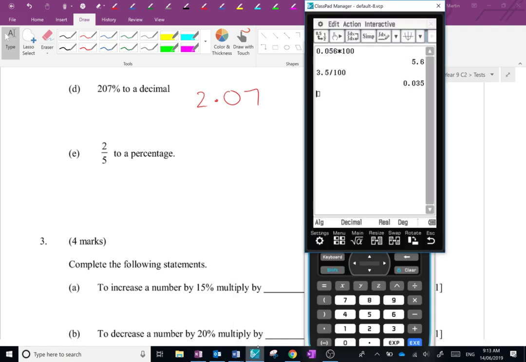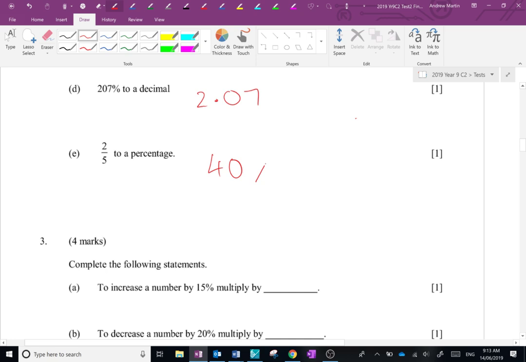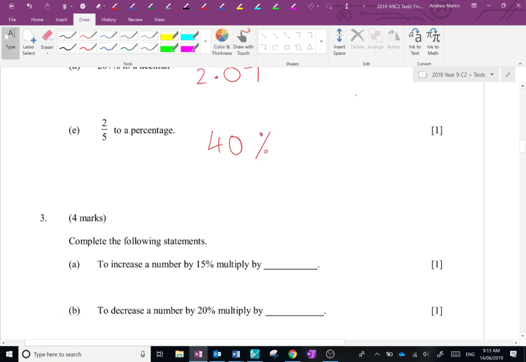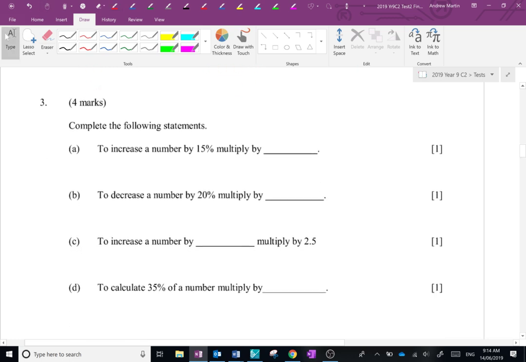2/5 to a percentage. So if you're using your calculator, you can just go keyboard, or if yours doesn't have a keyboard, you can go 2/5 as a fraction, multiply by 100, 40%. Okay. Easy way to do it in your head would have been to go, well, 2/5 would be equivalent to 4/10, which is 40%, or 40 hundredths. Okay, but if you've got a calculator, you may as well use it.